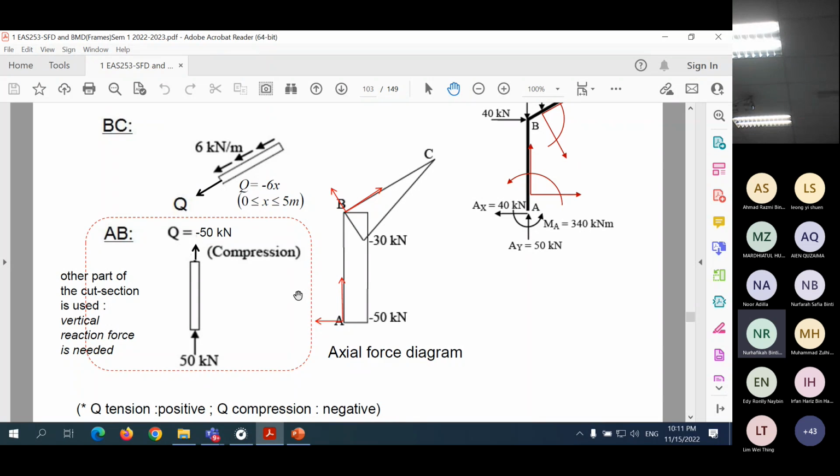So this is using cut sections. Cut here, use this part here. If you calculate the reaction forces here, then you can use this part. Here we don't calculate reaction force. That's why we use this part. But if you calculate reaction force at A, then we can use this free body diagram to get the Q in member AB. You get the same answer.